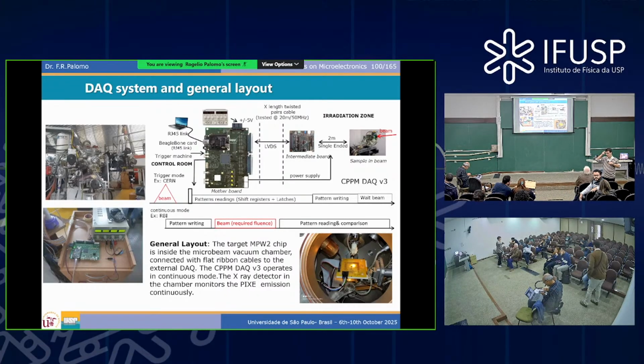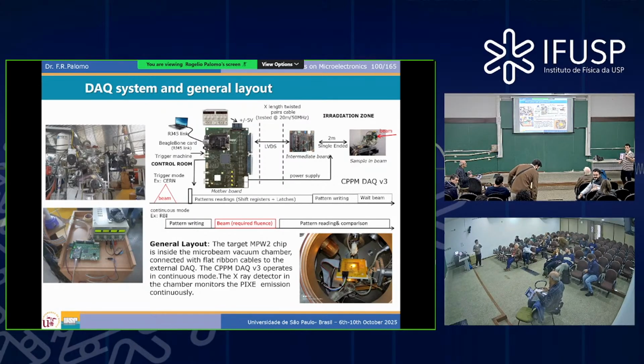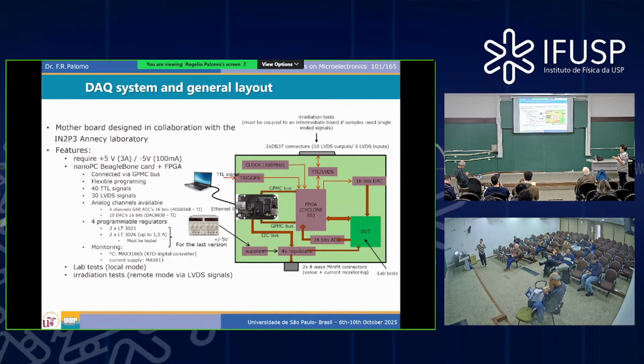Hello, let's continue the second and final session of today. Hello, people online. So we were starting to know about the results of this single event effect testing in Zagreb. Okay. Details about the DAQ we developed for these particular experiments.